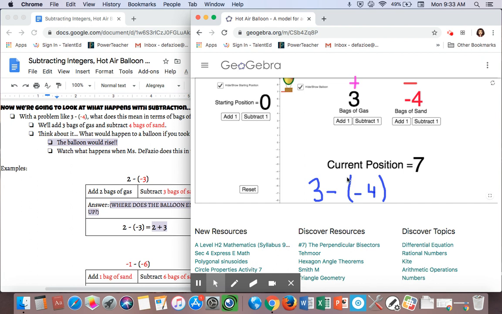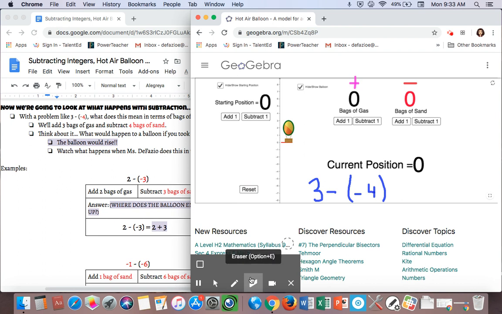We're going to talk about another way we can look at net 3 minus -4 to get us to 7 in this next example. I'm going to reset. We're going to do a couple more examples here. So if that one was a little confusing, just make sure you're following along and still taking notes.